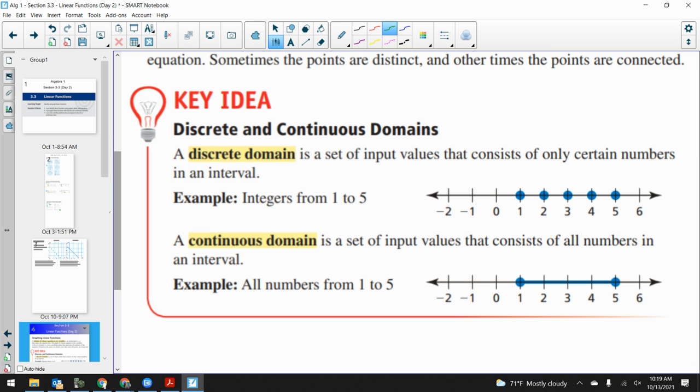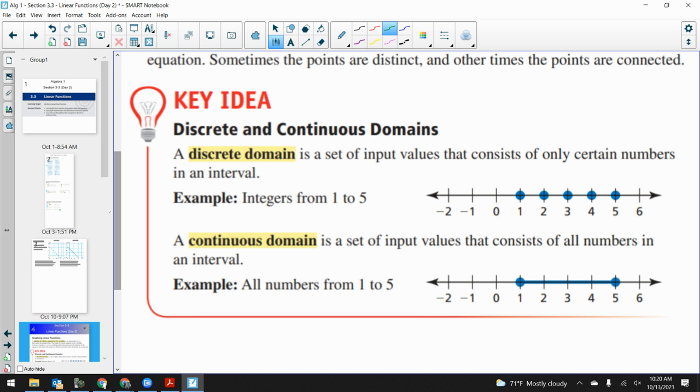Now, I have been using these words all along, ever since we started working with domain and range. So I think this should be familiar to us. The idea of a discrete domain versus the idea of a continuous domain. Discrete domain is a set of input values that consist of only particular numbers on a certain interval.